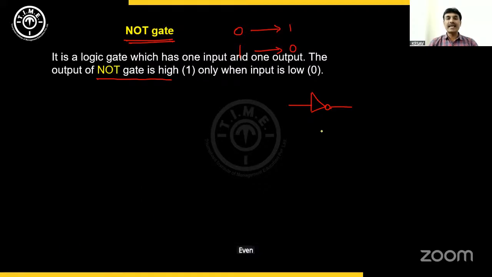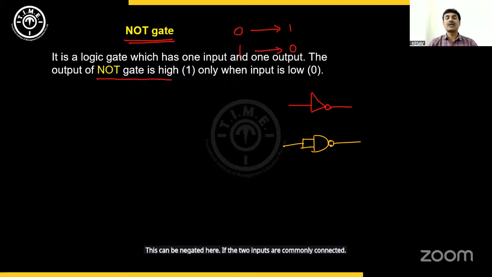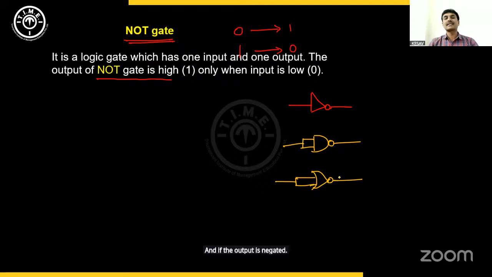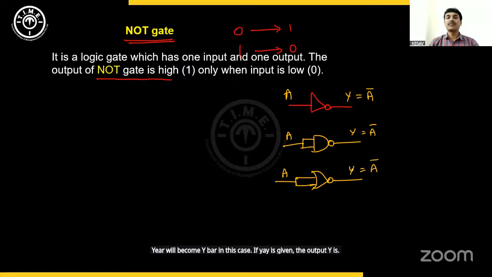Even an AND gate, this is AND gate, right? This can be negated here. If the two inputs are commonly connected, this will also act as NOT gate. Not only AND gate, even an OR gate with two inputs, if these two inputs are commonly connected and if the output is negated, that also acts as NOT gate. So if you give input as A, here output becomes A negation, A bar. If A is given, the output Y is A bar.